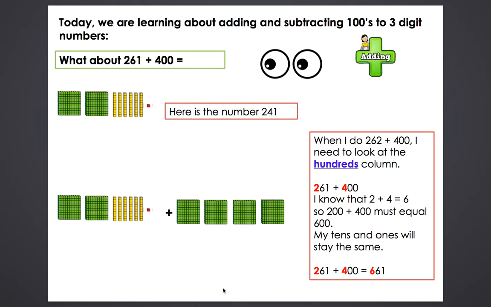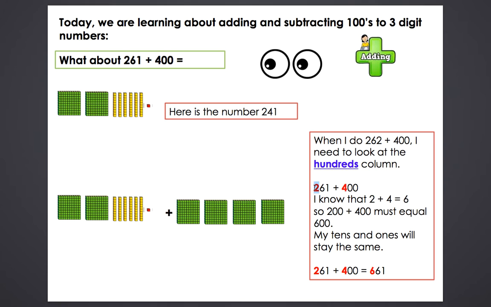261 add 400. Now if you notice here, I'm sure somebody will spot the mistake. I should have written 261, not 241. I'm sorry about that. Now when we're adding 261 add 400, what column do we need to look at? What column did I look at in the last example? That's right, it was the hundreds.